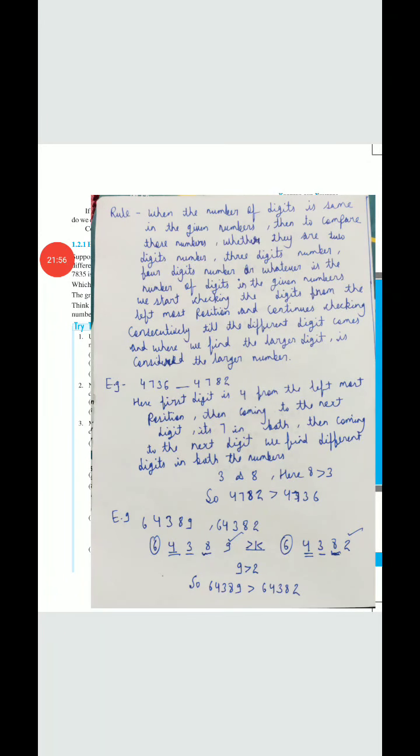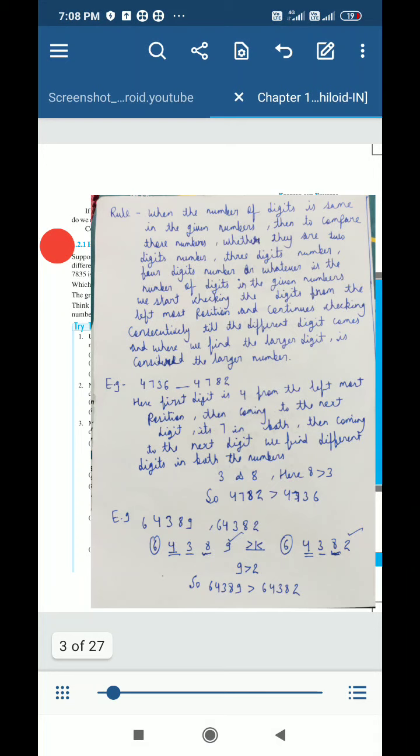So now let's summarize what we have done. We have learned the rules to compare numbers. To learn these rules, we divided it into 2 cases: the case when the number of digits is the same and when the number of digits is different. When the number of digits is different, the number which has more digits will be the bigger one and the number which has fewer digits will be the smaller one.